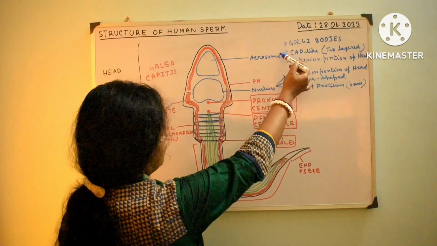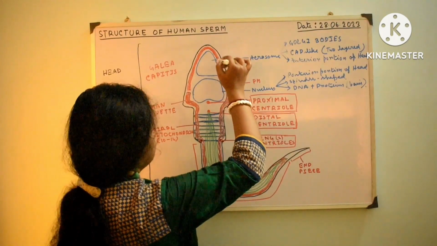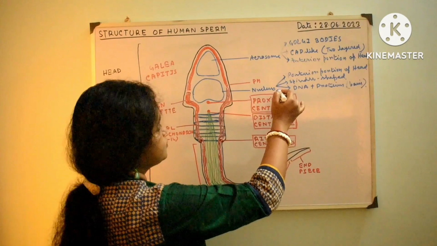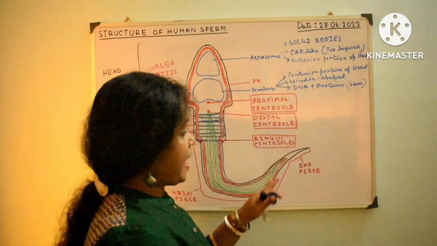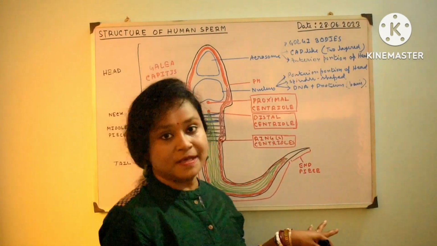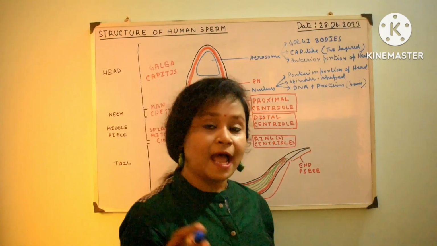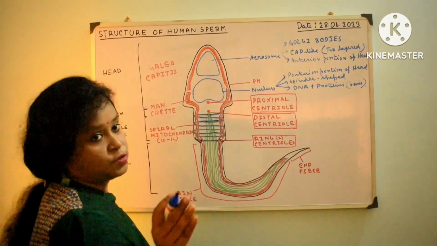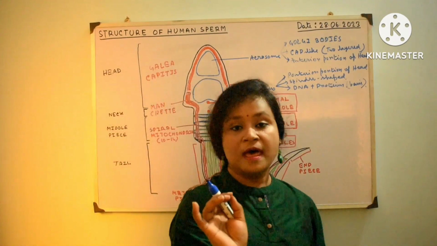One is the acrosome, which is a very important structure. The nucleus is also an important structure. I am going to describe the structure first. After that, I will discuss some functions. Next portion is the neck portion. The neck portion is very short.